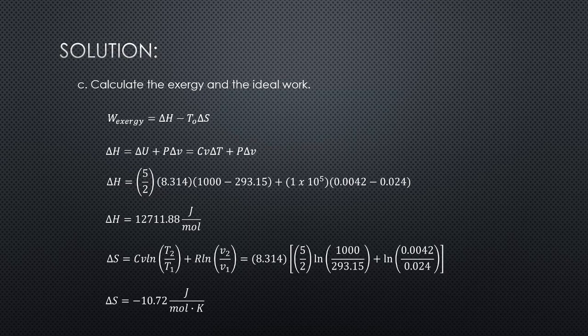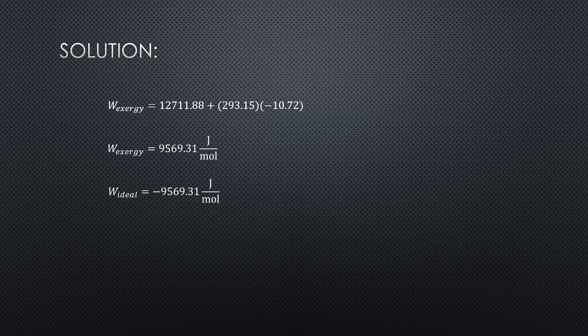And then to calculate for the change of entropy, we make use of this equation: Cv ln T2 over T1 plus R ln V2 over V1. And then by plugging in all of the values, we get negative 10.72 joules per mole per Kelvin. So by plugging in all of the values calculated earlier, we get 9,569.31 joules per mole. And then the ideal work is just the opposite of the exergy. So the ideal work is just negative 9,569.31 joules per mole.